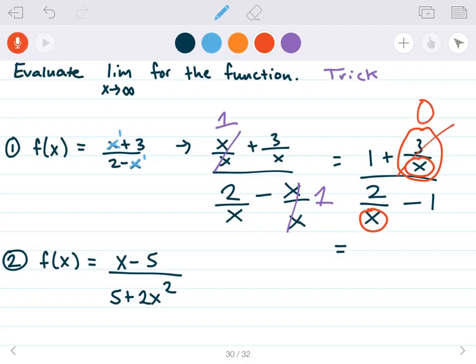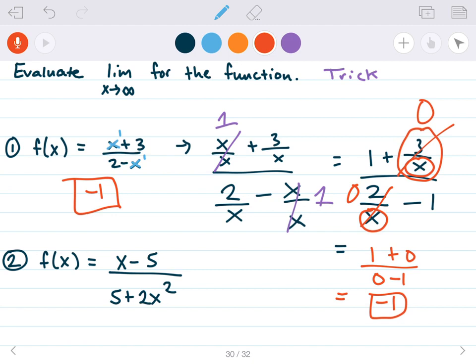Okay? Same reason for 2 over x. 2 over x goes to 0 because, again, as x gets huge, 2 over something huge is getting close to 0. And so what we end up having is (1 + 0) over (0 - 1), which gives us negative 1. That is our limit here, okay? Negative 1.